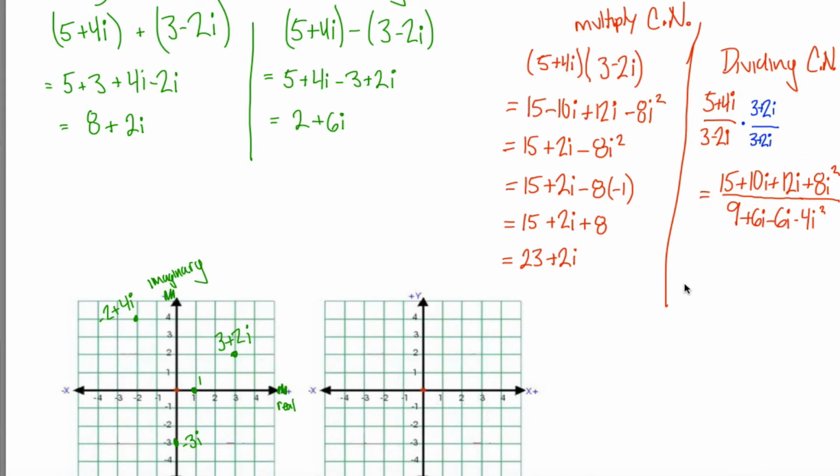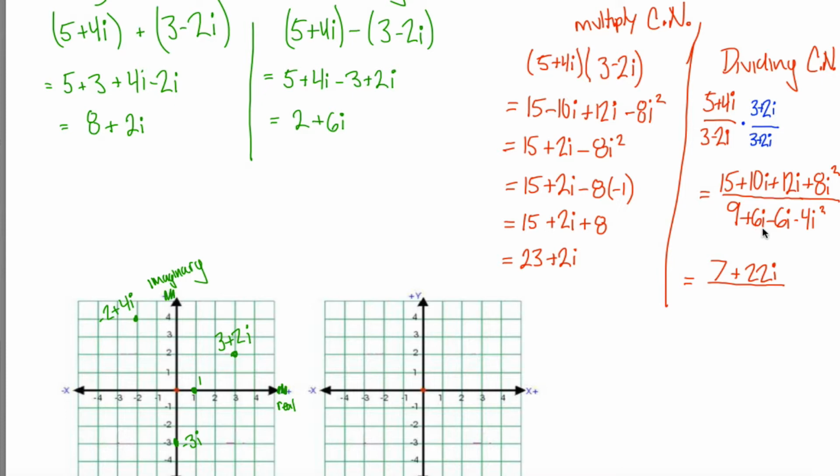This might not look too pretty, but I can clean it up quite a bit. 8i squared, like I did over here, is really 8 times negative 1, so this is negative 8. So I have positive 15 and negative 8, that nets out to positive 7. And 10i and 12 more i, that gives me 22i.